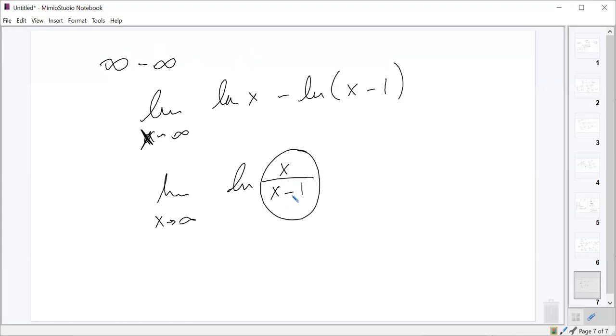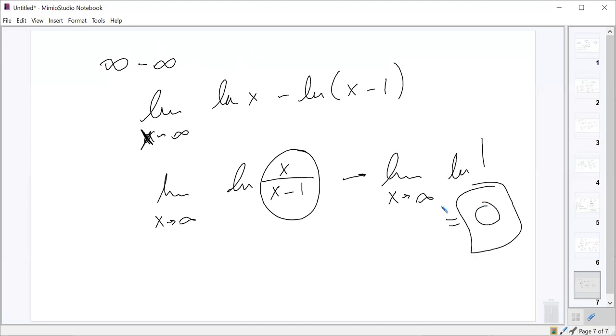As x goes towards infinity, x over x minus 1 approaches 1. So this becomes the limit as x approaches infinity of the natural log of 1, which is just 0. You just need to combine the terms. Usually they show up in logarithms, and sometimes you might see them in inverse tangents too. You combine the two terms together and then evaluate the limit from there.